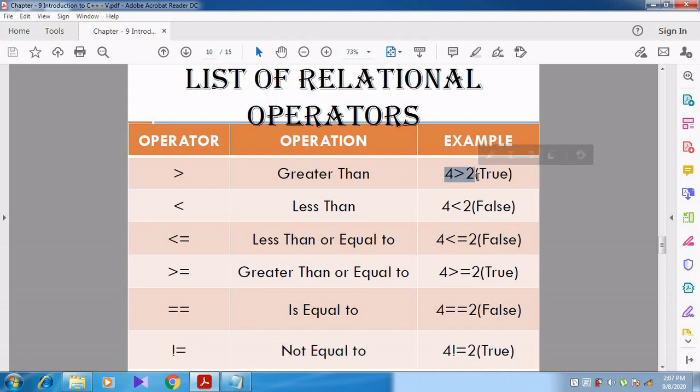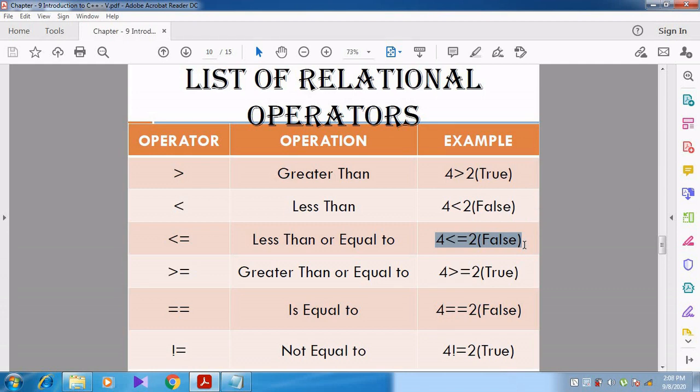Now see here, 4 greater than 2. Is 4 greater than 2 or not? Yes, 4 is greater than 2, so the result is true, that is 1. Now 4 is less than 2. True or false? It is false, so the result is 0. Like that, 4 less than or equal to 2 is also false. 4 is not less than 2.